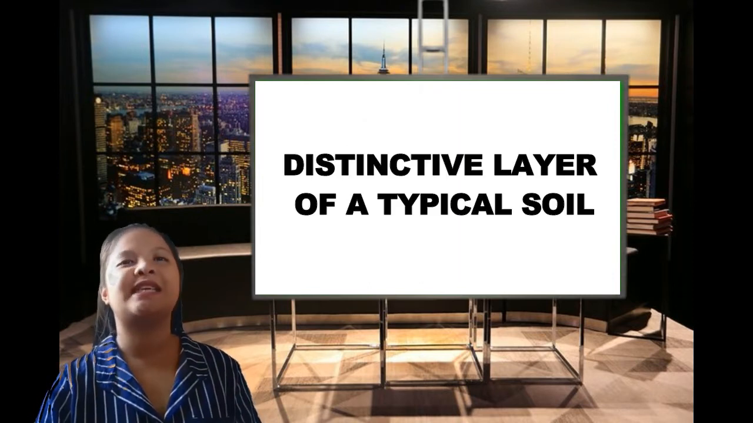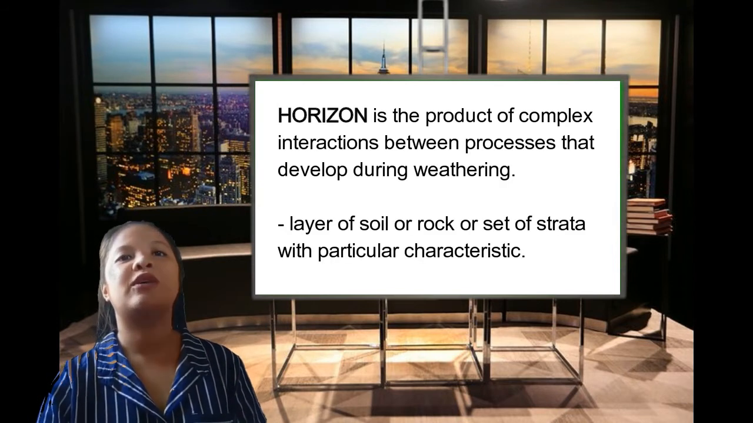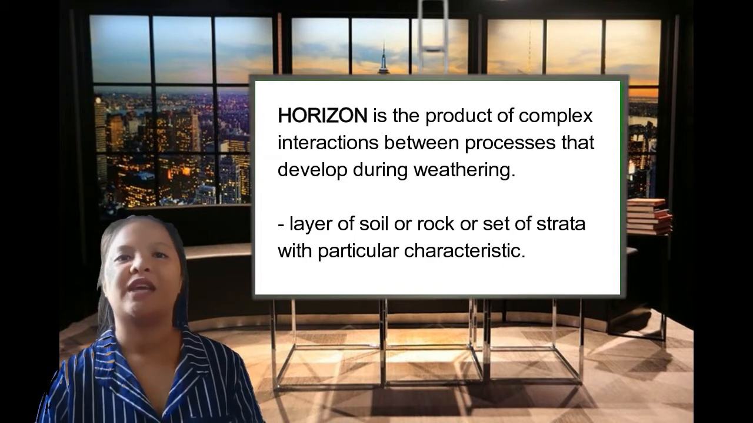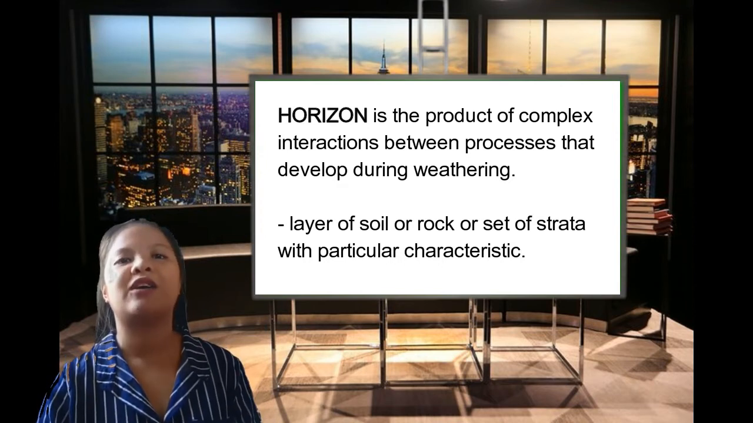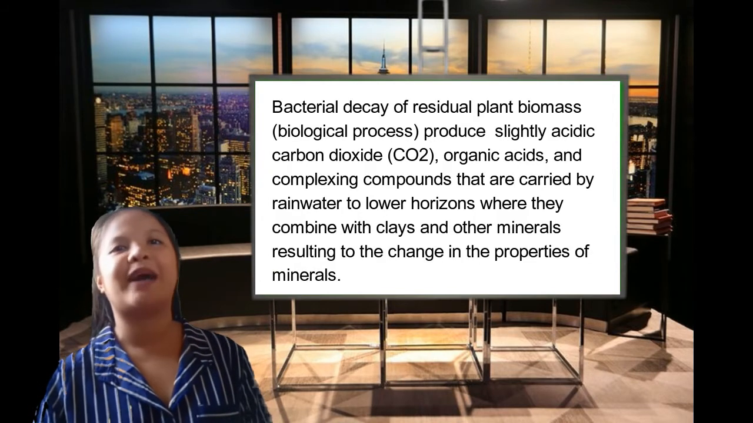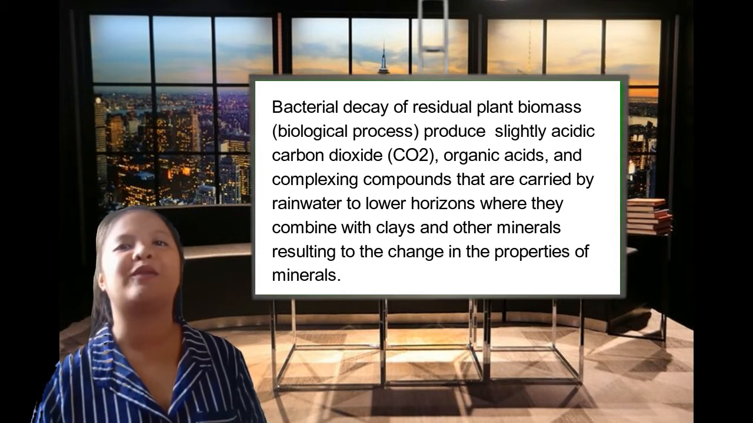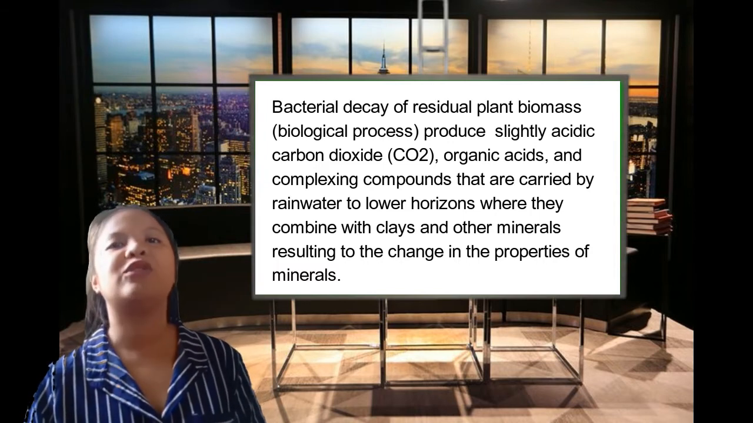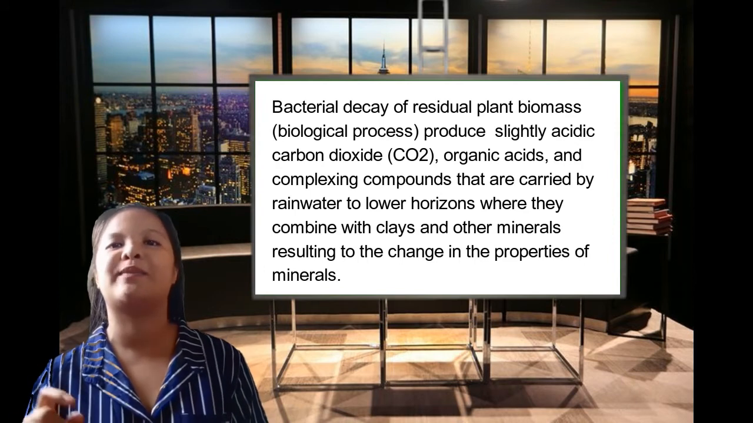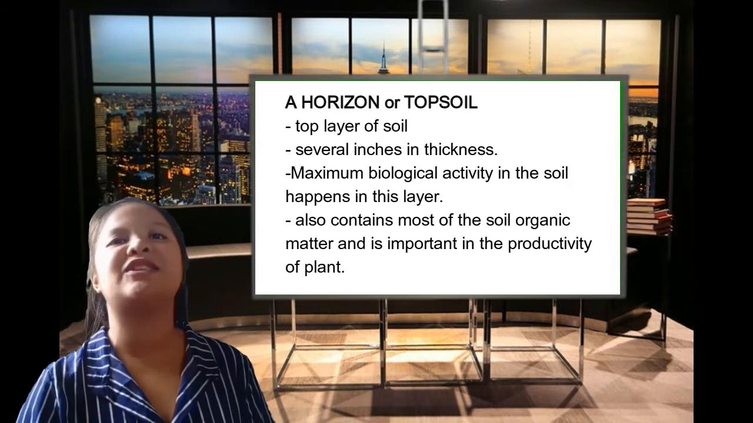Let's proceed now on distinctive layer of typical soil. A layer of a typical soil which is called horizon is the product of complex interactions between processes that develop during weathering. Yung horizon ay yung layer of soil or rock or set of strata with particular characteristics. Bacterial decay of residual plant biomass produce slightly acidic carbon dioxide, organic acids, and complexing compound that are carried by rainwater to lower horizons where they combine sa clay and other minerals, resulting to the change in the properties of mineral. Yung A horizon or yung pinaka-top layer of soil is several inches in thickness.